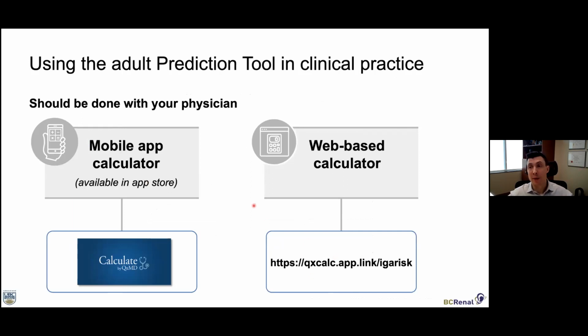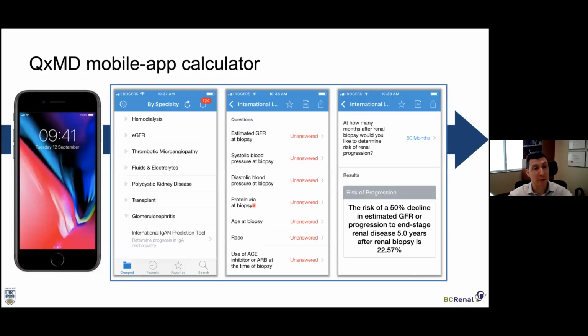I would point out, though, that this tool was really designed to be used by physicians. And so if you're going to use this tool, I would suggest you do so in collaboration with your nephrologist, because it will require predictor variables that you may not necessarily have access to, and you would have to get that information from your physician, which would then also help you have a discussion around what the output of the tool actually means.